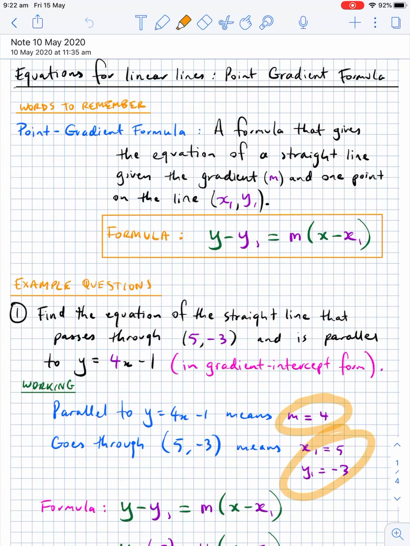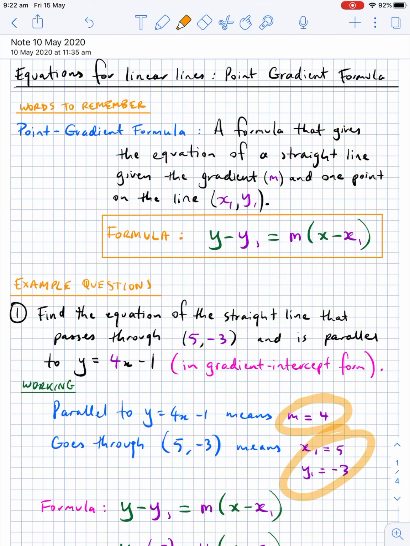Hi guys, for today's lesson we're going to be dealing with equations for linear lines still, but we're going to be dealing with the point gradient formula. So it's a bit of a harder sort of application when you're dealing with straight lines. Okay, so what do I mean by the point gradient formula? It's a formula that gives the equation of a straight line given the gradient and 1 point on the line.